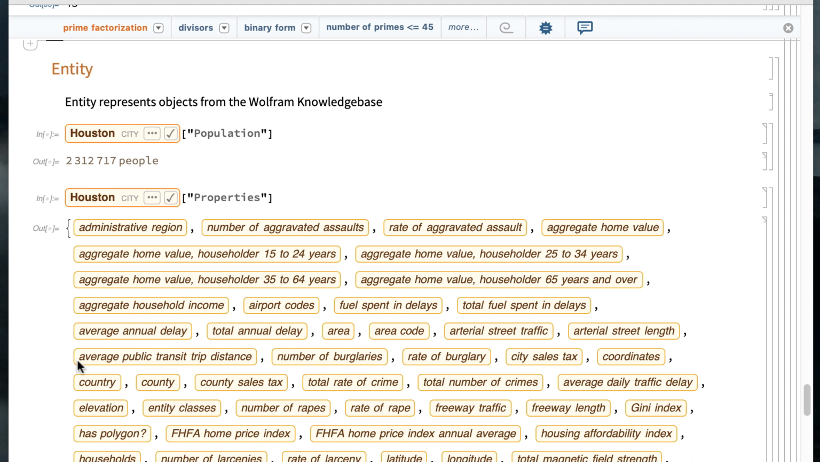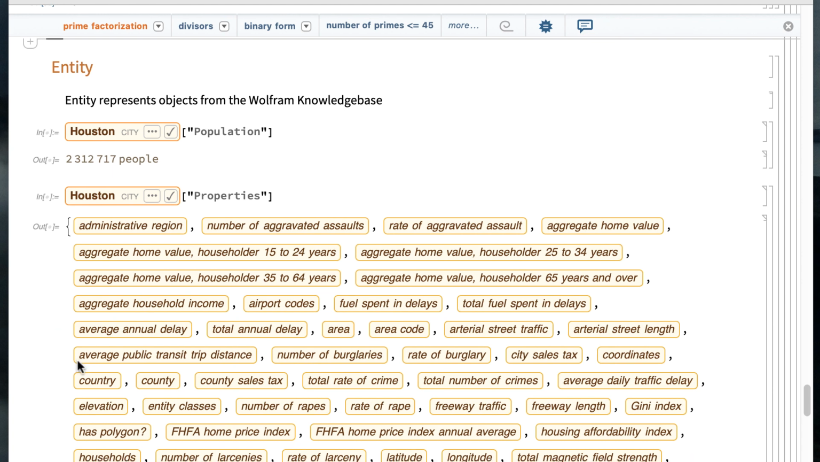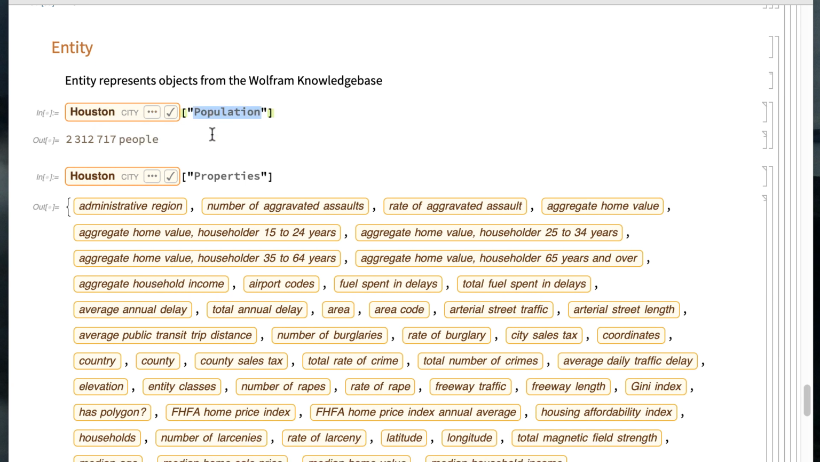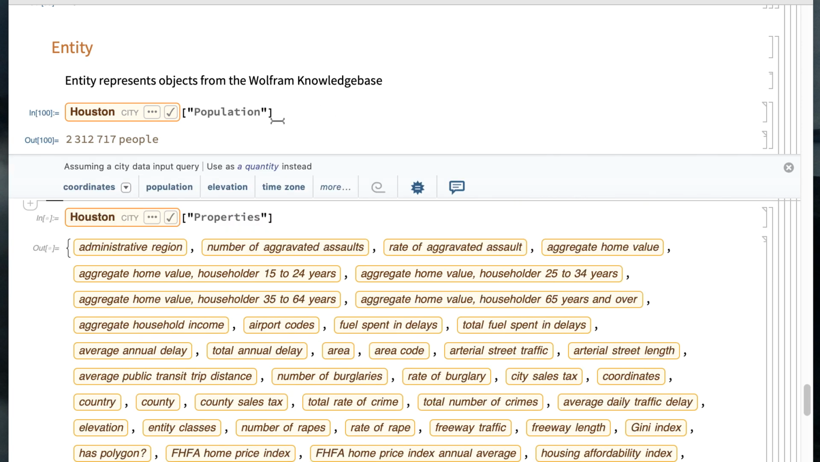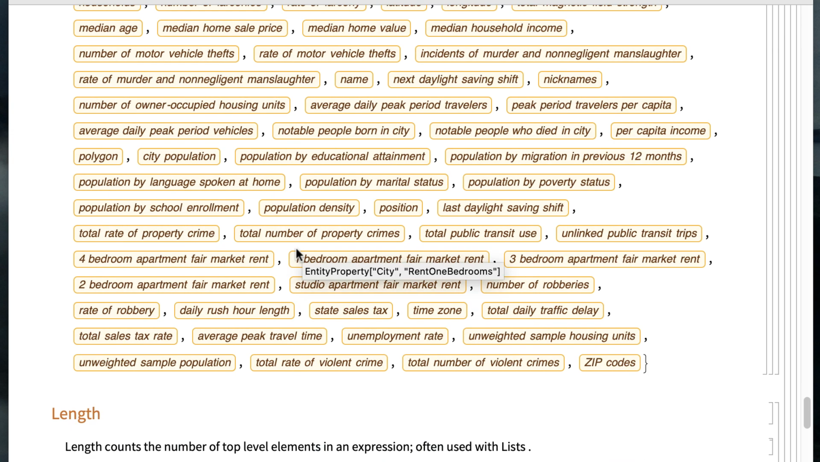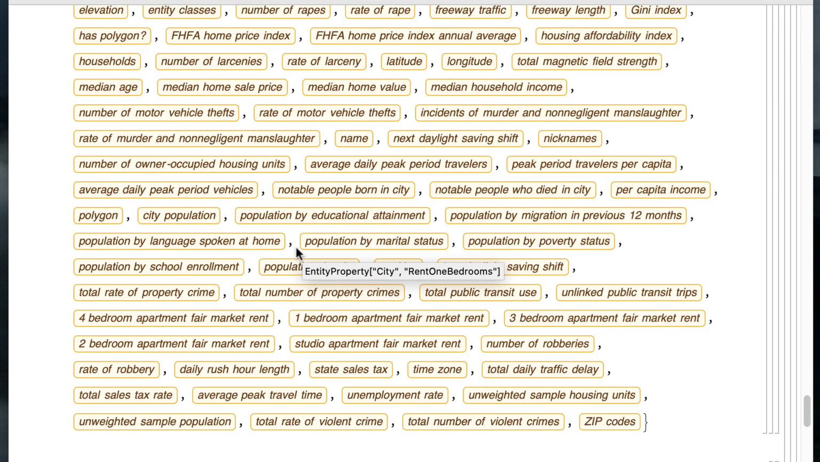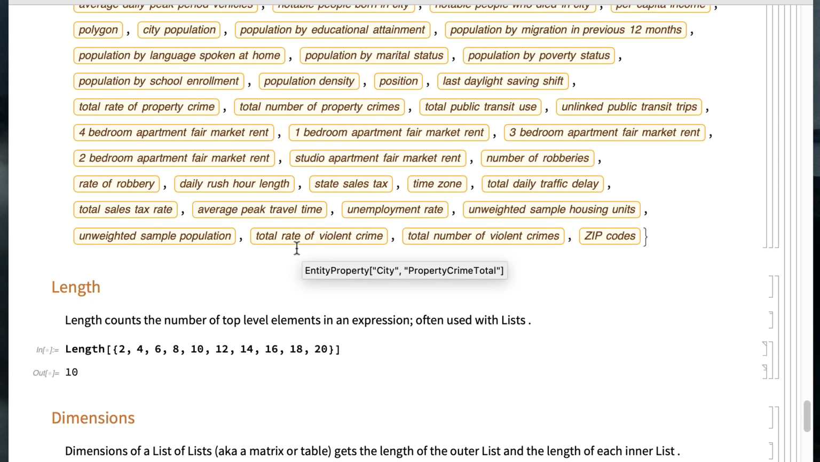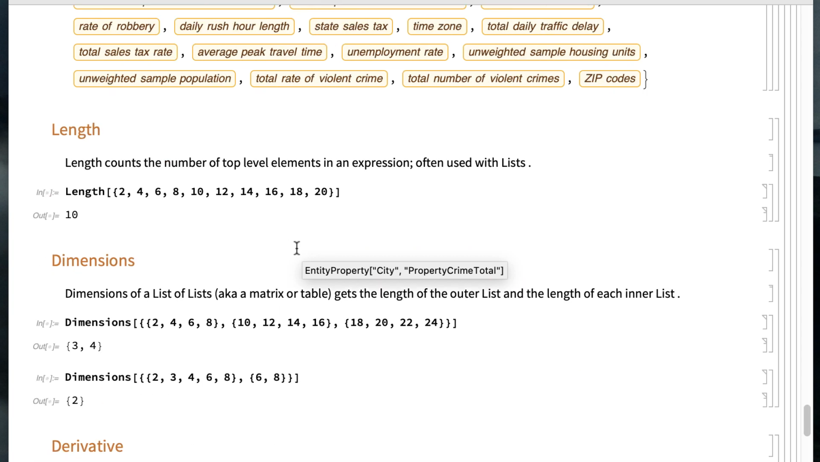Entity. Wolfram Language has lots of information about the real world that you can just use. And so we have an object, an entity Houston, and I have a property, its population, and it's going to compute that. If I want to know, hey, what do you know about Houston? I can say, hey, what properties do you know? And at least potentially it knows all these things about Houston. For some of your projects, you may want to use the Wolfram knowledge base, but there it is.